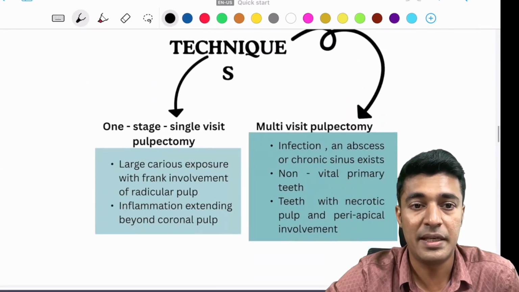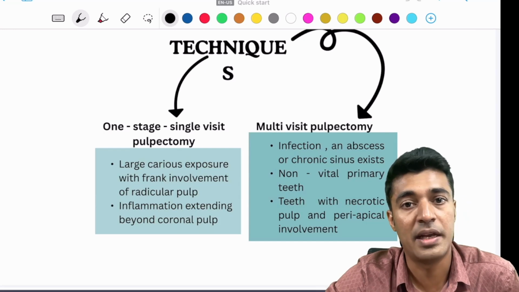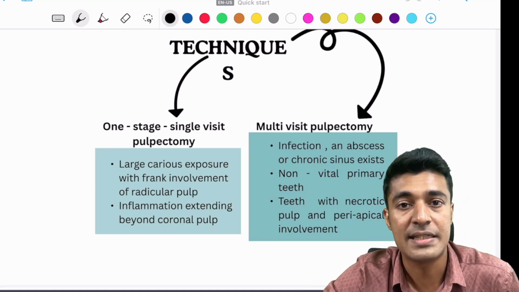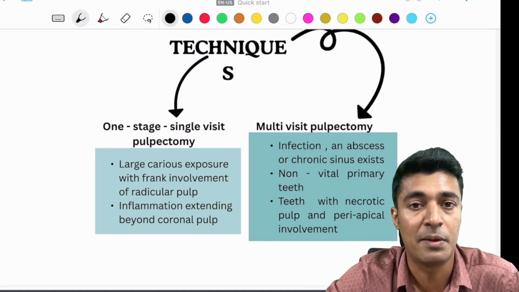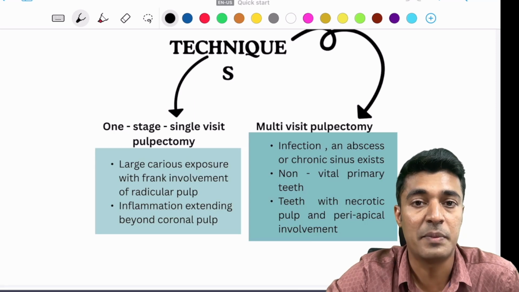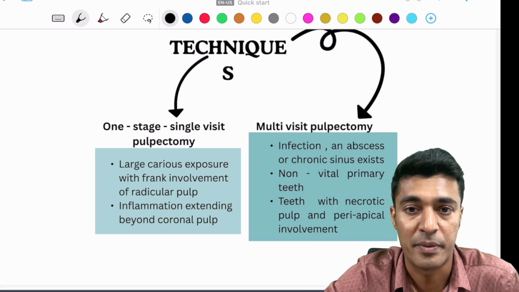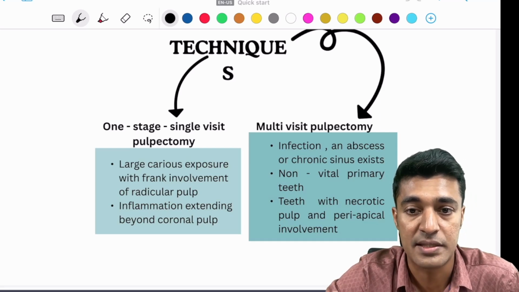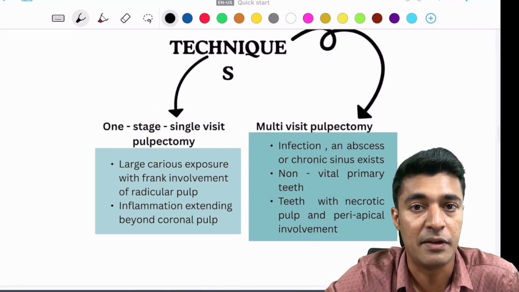Pulpectomy can be completed in a single visit or in multiple visits. It can be completed in a single visit for large carious exposure with frank involvement of the radicular pulp and inflammation that extends beyond the coronal pulp. Multiple visits are indicated in case of abscesses, infections, non-vital primary teeth, and teeth with necrotic pulp and periapical involvement.